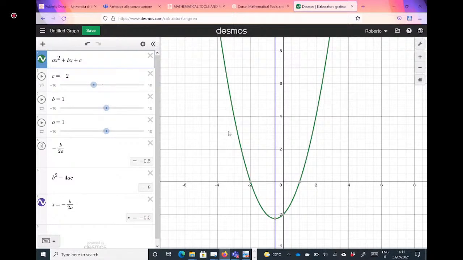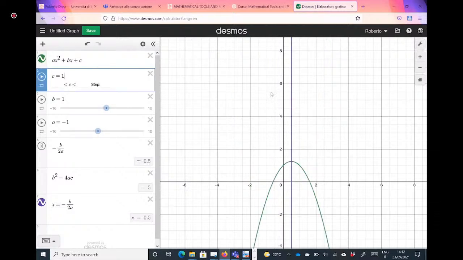We can, for instance, change our A and make it become a concave parabola. For instance, if A is equal to minus 1, then we have something like this, okay? And we can, for instance, now put back C equal to 1, and we have a concave parabola that again crosses the axis in 2 points. So you can check, when you study something in theory, you can see immediately in practice how functions look like, which is very useful.